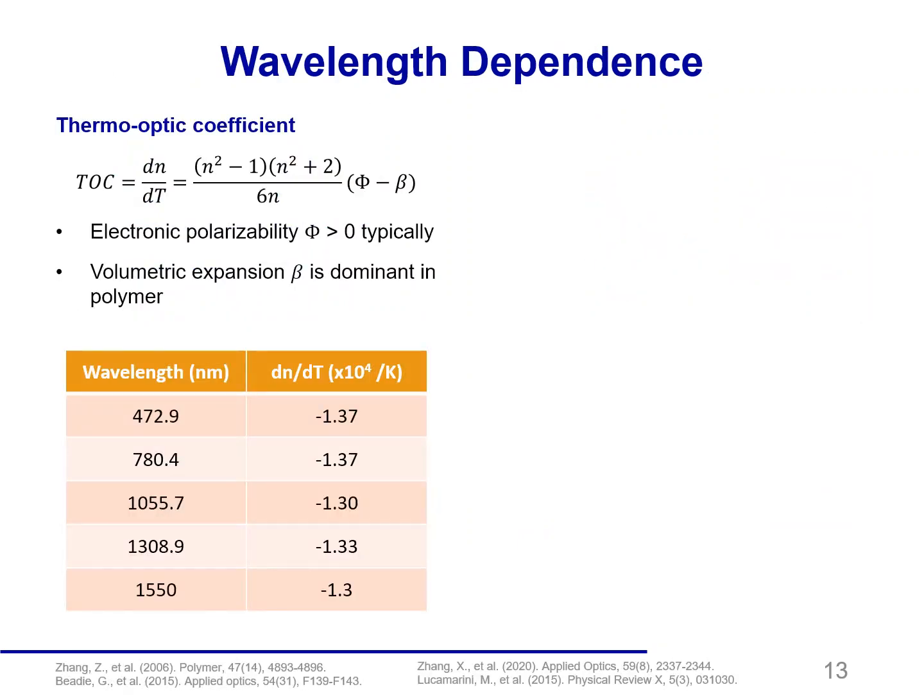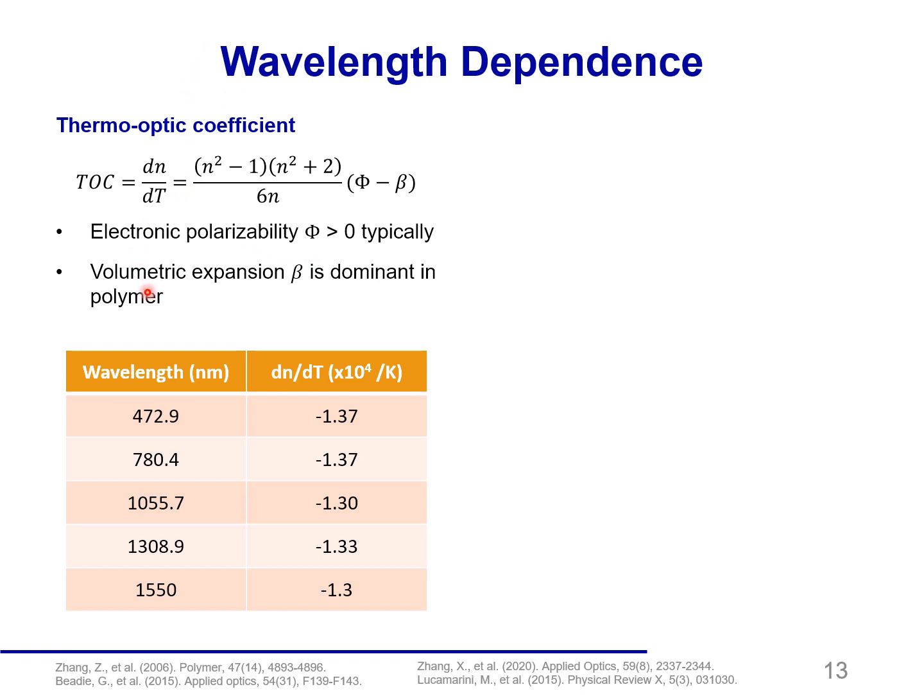In the next few slides, I'm going to talk a bit about the possible attacks. First is the wavelength dependency of such a power limiter. The thermo-optical coefficient is modeled by this equation, where n is the refractive index, phi is the electronic polarizability, and beta is the volumetric expansion. In most polymers, this is the dominant component. The fundamental nature of TOC in a polymer is just the thermal expansion after absorbing the input laser, so this doesn't really relate to the wavelength.